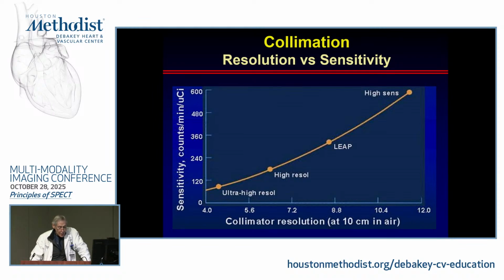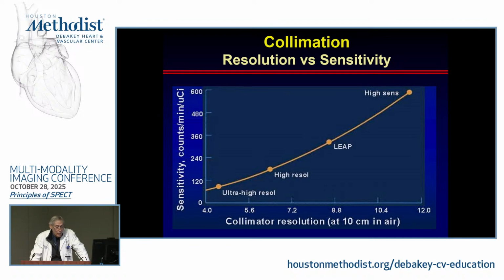And you can see here, this is resolution versus sensitivity, and you can see this is an extremely high resolution collimator, where the sensitivity is very low, but the spatial resolution is very good. And then as you go up into a high resolution, the sensitivity gets better, but the resolution gets worse. Which is typically what we use in SPECT is high resolution. So you can see it's like 7.2 millimeters, which is not that good.